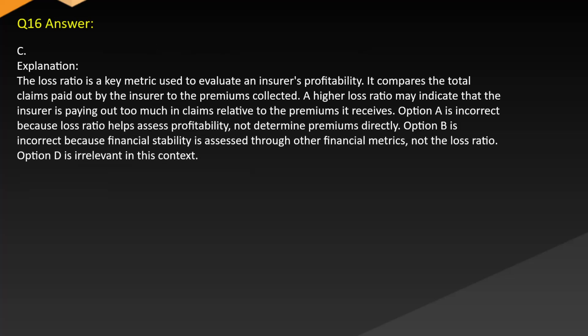Answer: C. Explanation: The loss ratio is a key metric used to evaluate an insurer's profitability. It compares the total claims paid out by the insurer to the premiums collected. A higher loss ratio may indicate that the insurer is paying out too much in claims relative to the premiums it receives. Option A is incorrect because loss ratio helps assess profitability, not determine premiums directly. Option B is incorrect because financial stability is assessed through other financial metrics, not the loss ratio. Option D is irrelevant in this context.